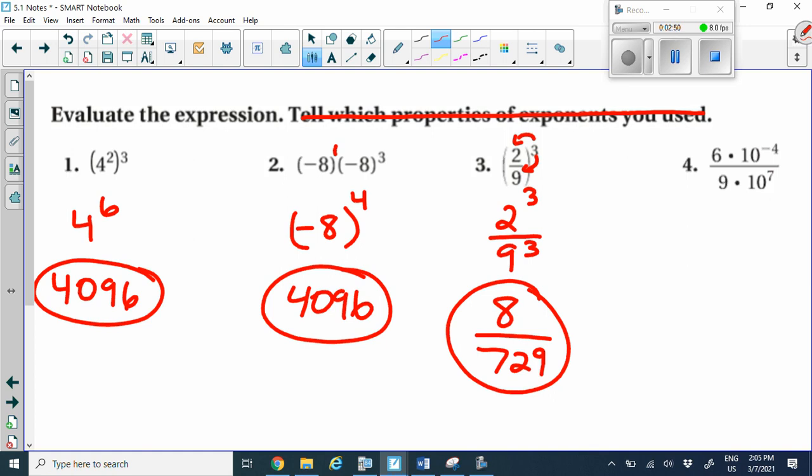We're going to go ahead and just skip number 4. Don't worry about that. Okay, make sure you watch part 3 of the video. We're going to continue to use properties of exponents to simplify expressions.